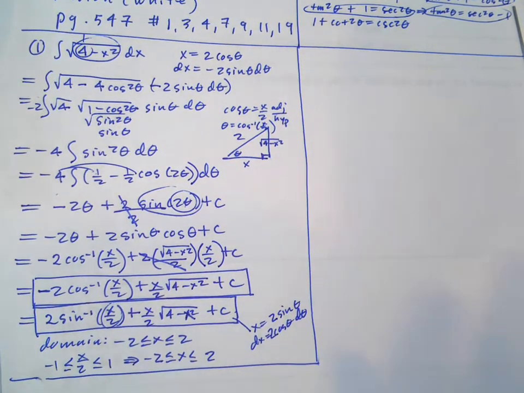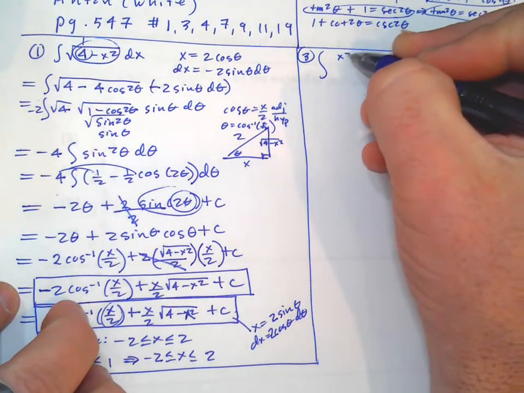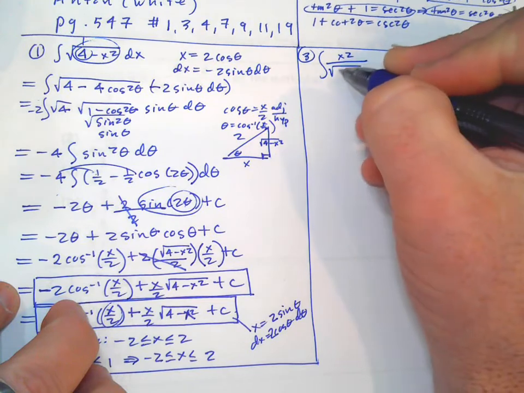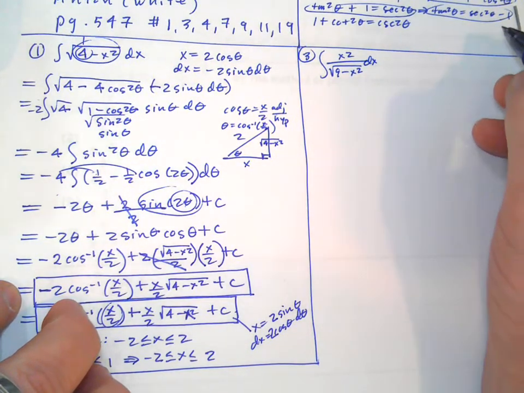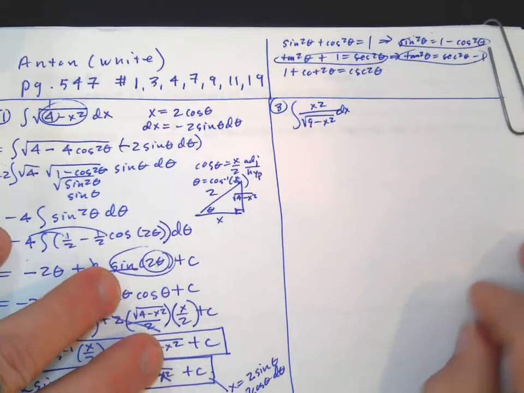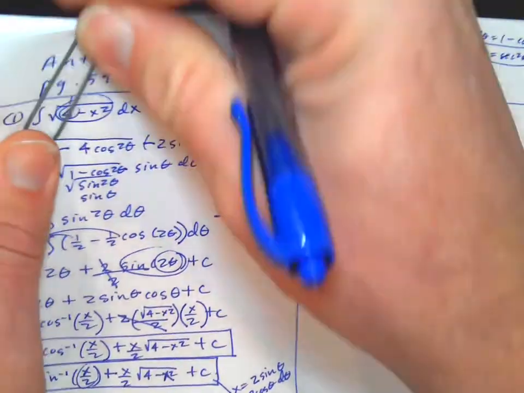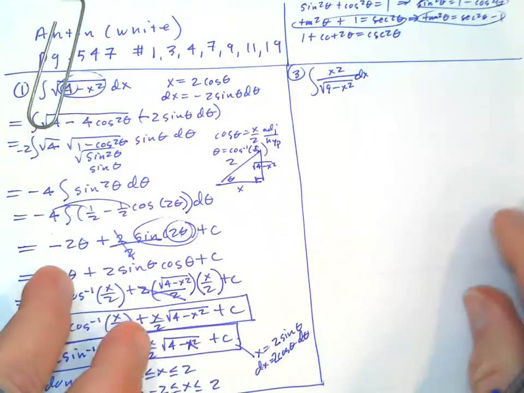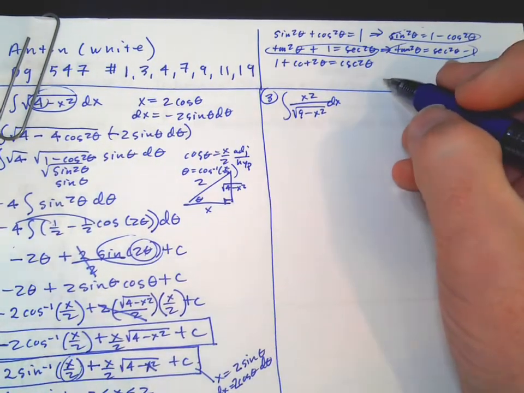Okay, let's see. Number 3 is the integral of x squared over the square root of 9 minus x squared dx. If you try to use substitution, it would not work. So we're going to try this trig substitution, bring trig in to make it into something that we can actually integrate and then change it back.